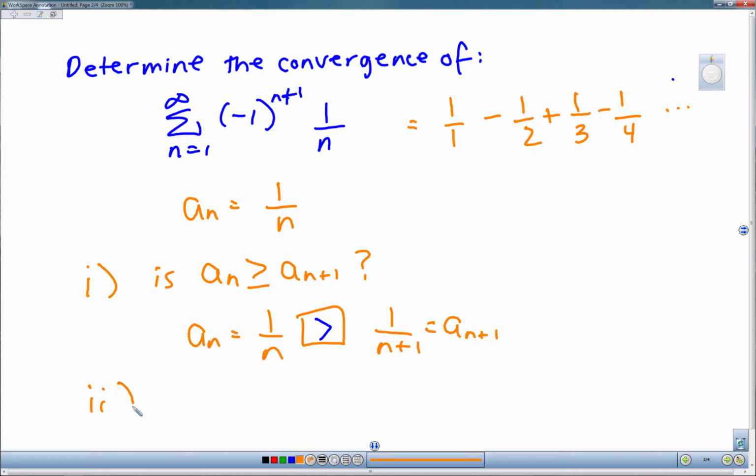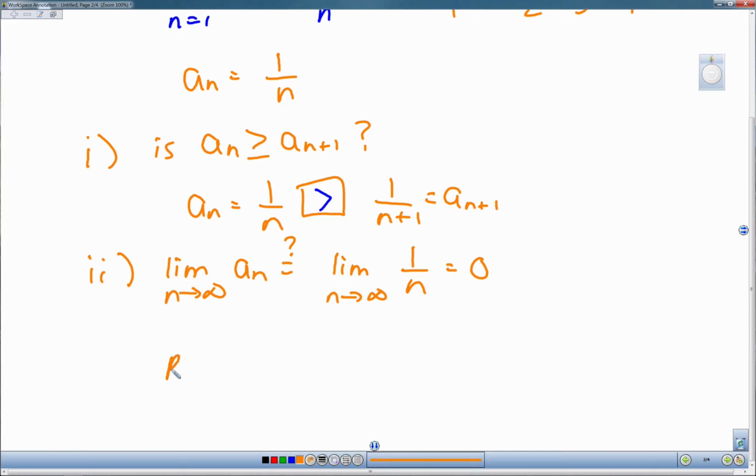Okay, now what happens when we evaluate the limit as n approaches infinity of a sub n? What will it equal? Well, the limit as n approaches infinity of 1 over n, well, that's 0. And so we have, for certain, these two conditions being met, and therefore, by the alternating series test, our series above converges.